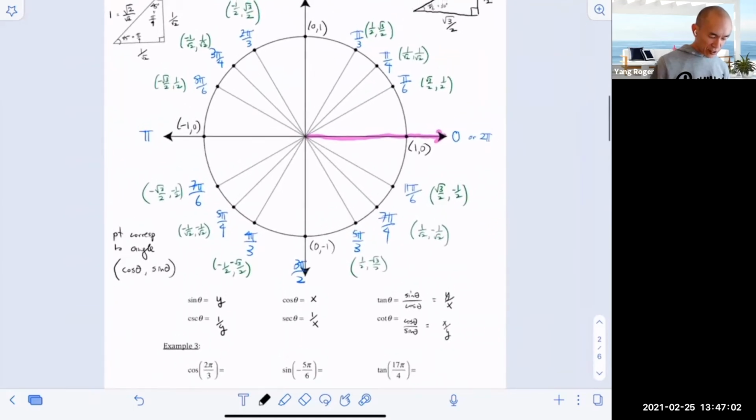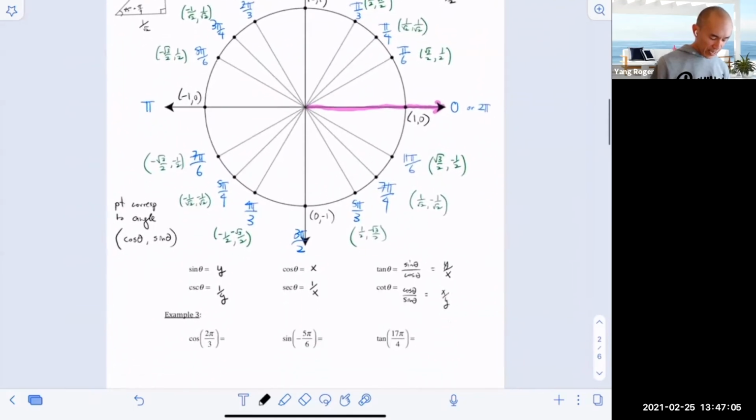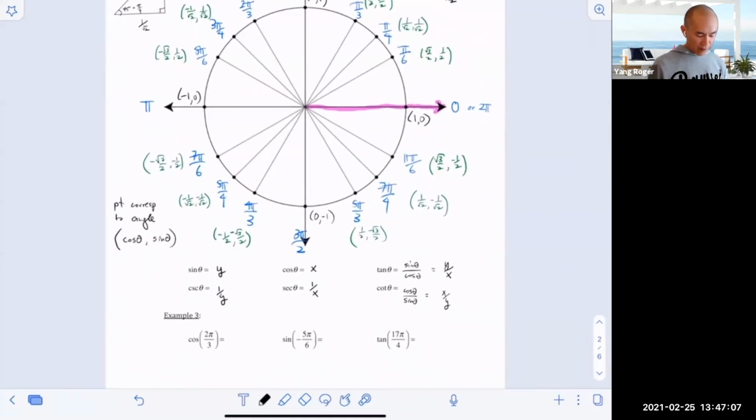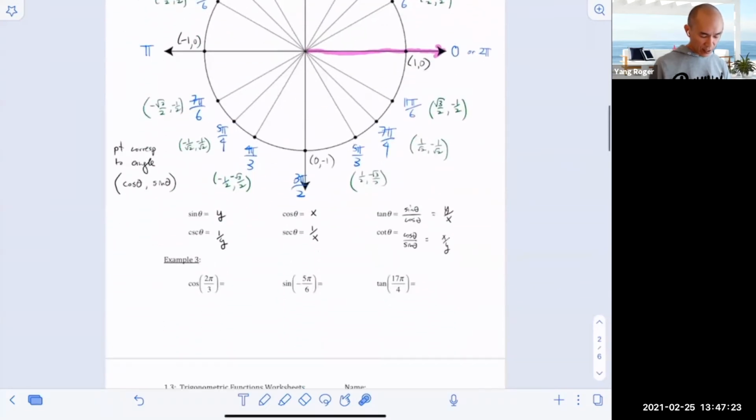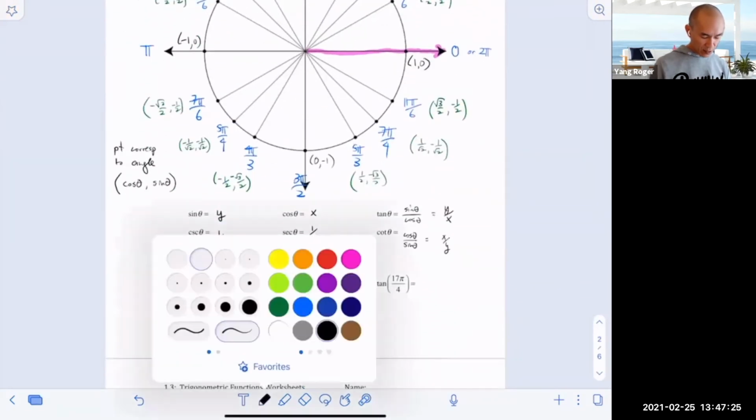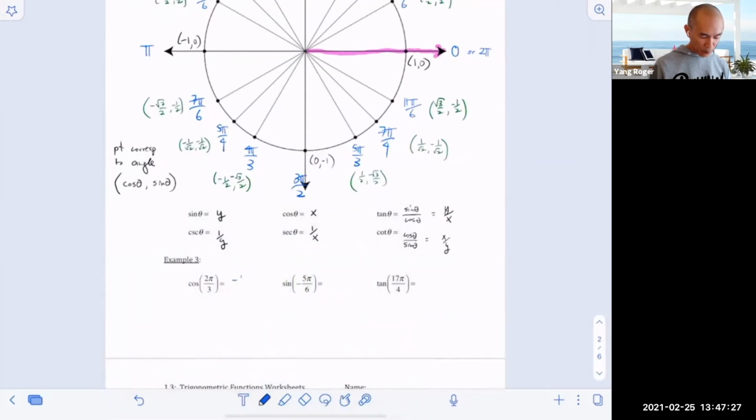I have this unit circle here. We can answer these questions. If I want to calculate what's cosine of 2 pi over 3, I've got to look at the point where 2 pi over 3 is. The point where 2 pi over 3 is right here. If I want cosine, I want the x value. So the x value is negative 1/2. So this is going to be negative 1/2. Does that make sense?